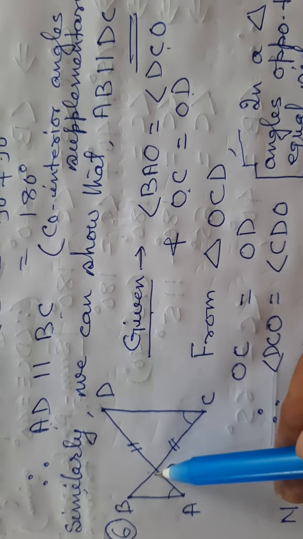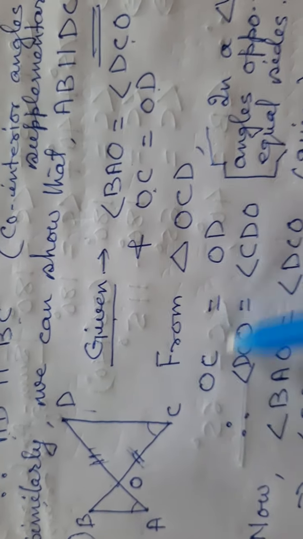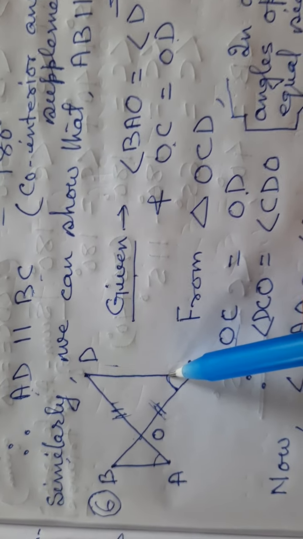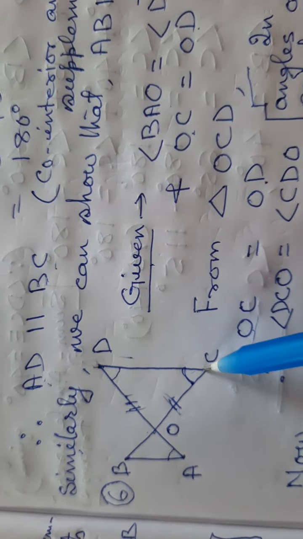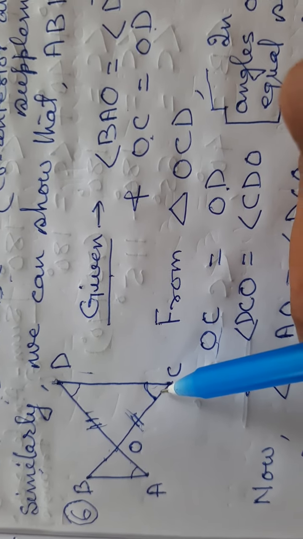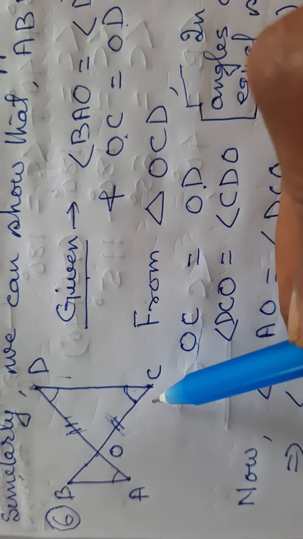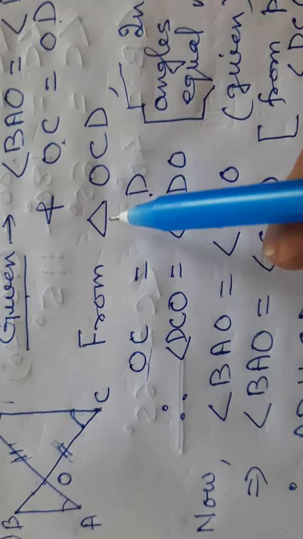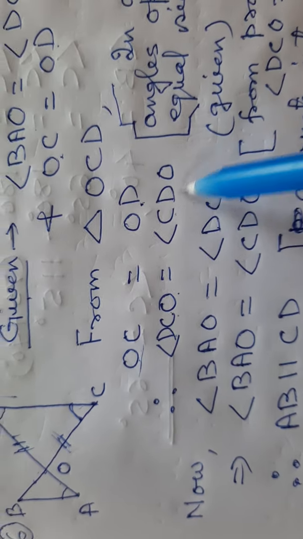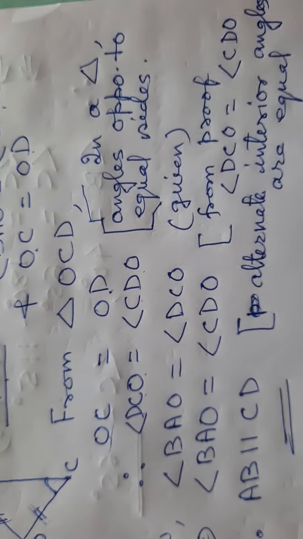Now from this triangle OCD, OC is equal to OD. Therefore, angle DCO is equal to angle CDO. Why? Angles opposite to equal sides in a triangle are equal. From triangle OCD, OC is equal to OD, therefore angle DCO is equal to angle CDO. In a triangle, angles opposite to equal sides are equal.